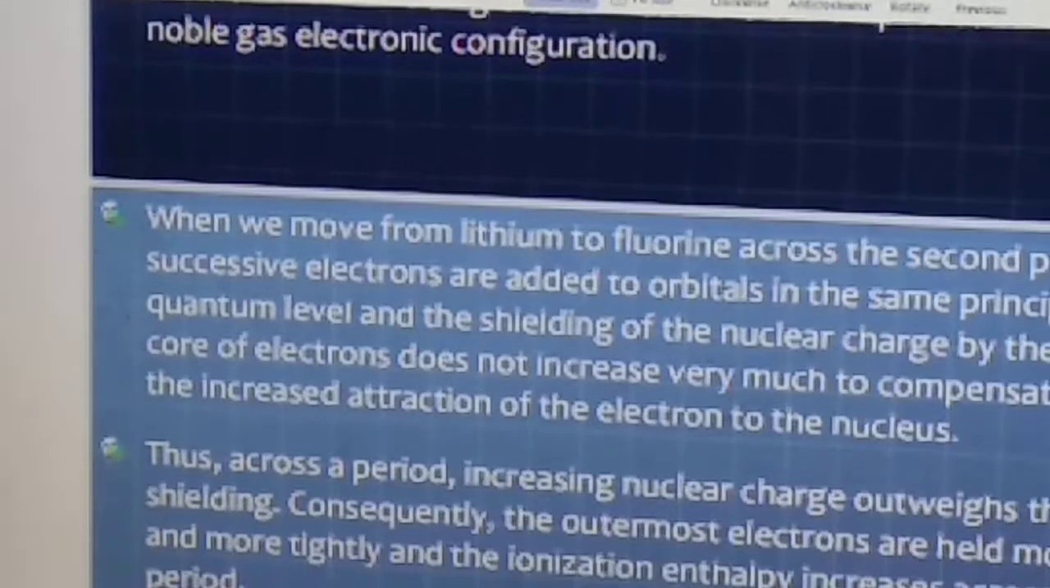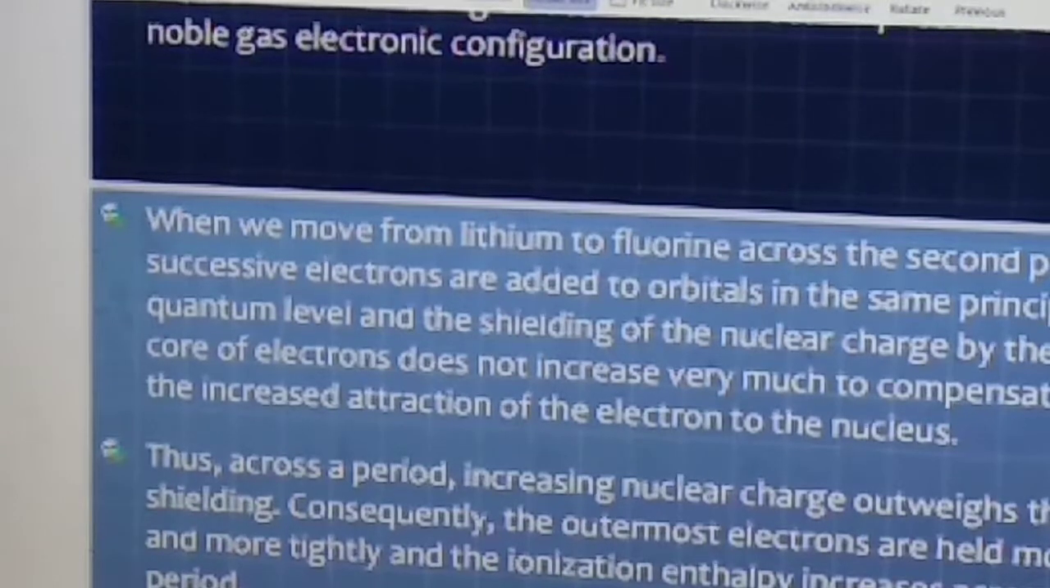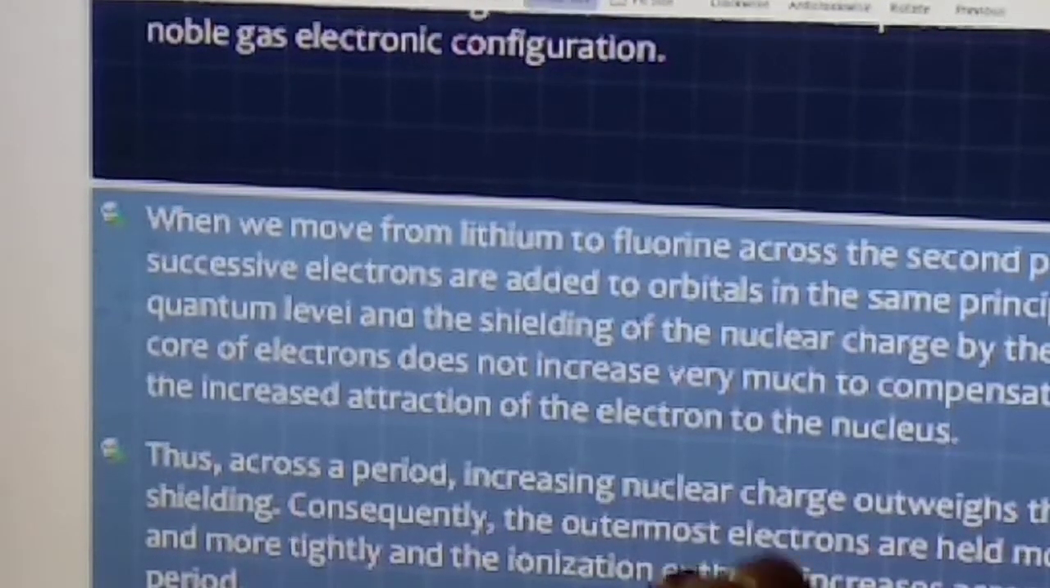Thus, across a period, increasing nuclear charge outweighs the shielding. Consequently, what is happening here? The outermost electrons are held more and more tightly, and the ionization enthalpy increases across the period. So, you can explain the ionization enthalpy across the period.